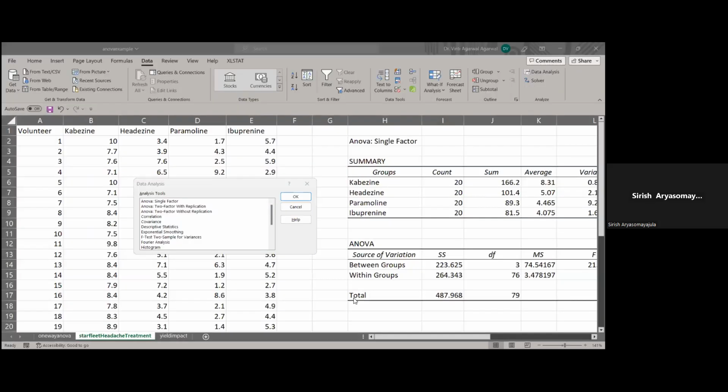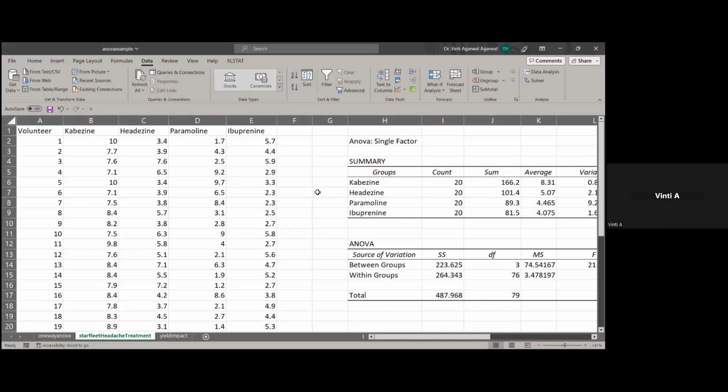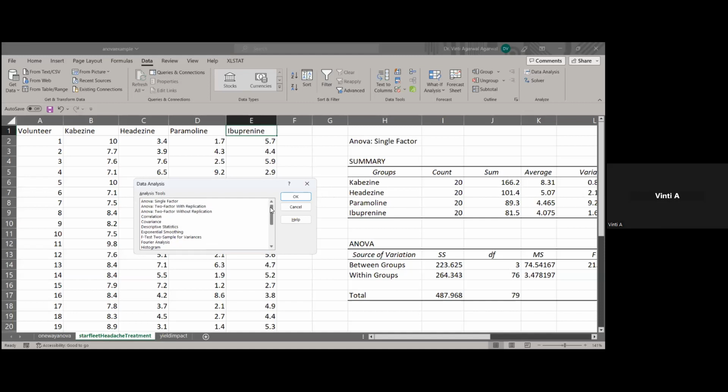Everybody's got it? Okay, so I am assuming that most of you have got it. So here, once I have this Data Analysis, when I click on it, the first one that I get is ANOVA single factor.